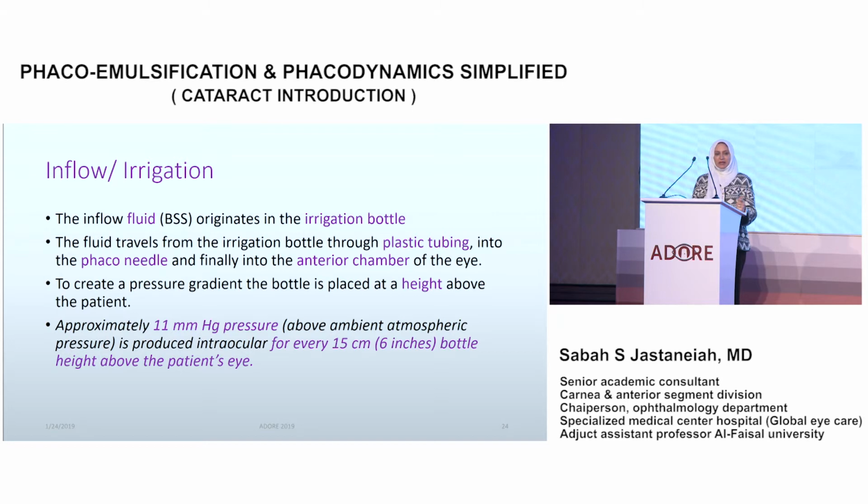The inflow, as its name suggests, is the fluid that comes into the eye, which is BSS solution, through the needle tip. Approximately 11 millimeters of mercury above ambient pressure is produced for every 15 centimeters of bottle height above the patient's eye. So if you're used to a bottle elevation of about 90 centimeters, you can calculate how that is going to affect the pressure of the eye.